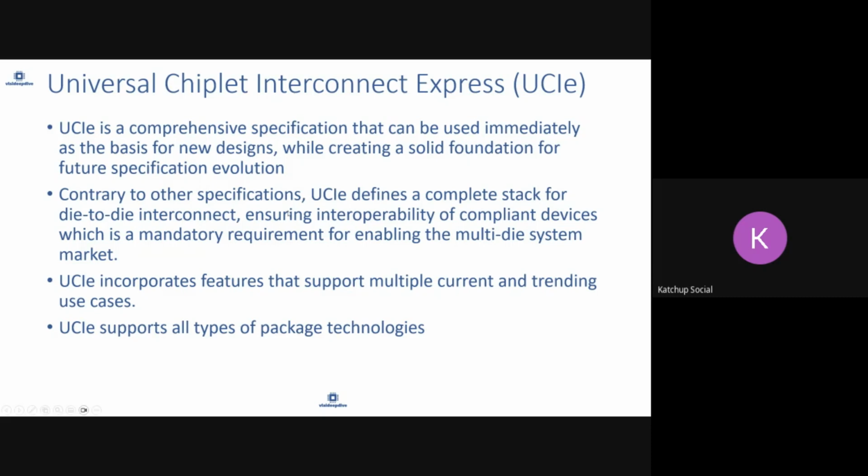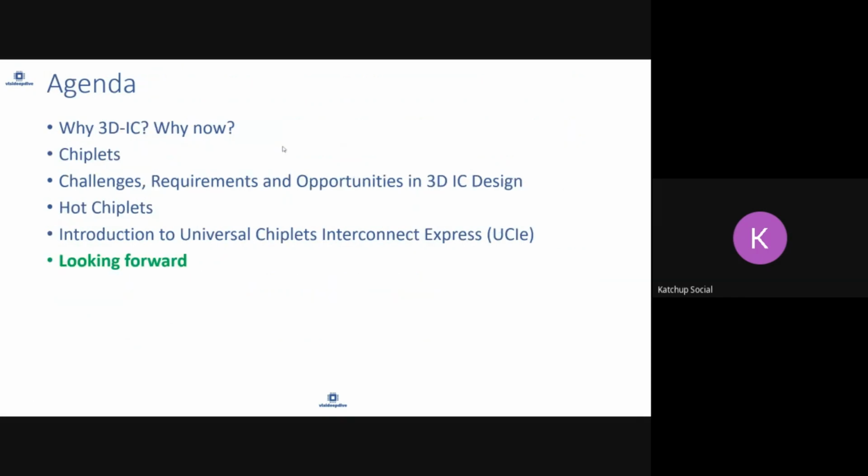Contrary to the earlier specifications, UCIe defines a complete stack for die-to-die interconnect. It also ensures interoperability of compliant devices, which is mandatory for enabling multi-die systems. UCIe incorporates features for multiple current and trending use cases, and it supports all kinds of packaging technology. So this is an evolving standard for inter-chiplet connection, and the standard for enabling all the chiplet-based interconnection which is going to happen.